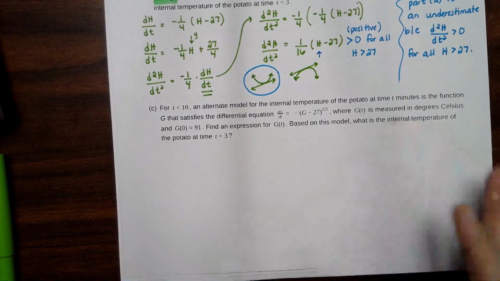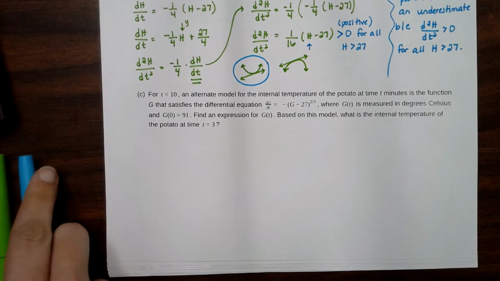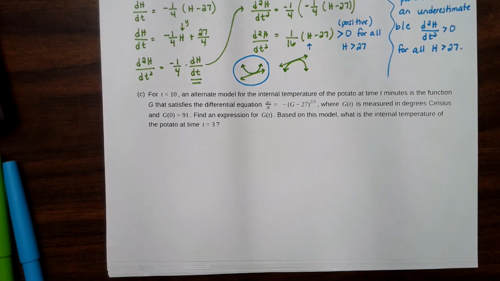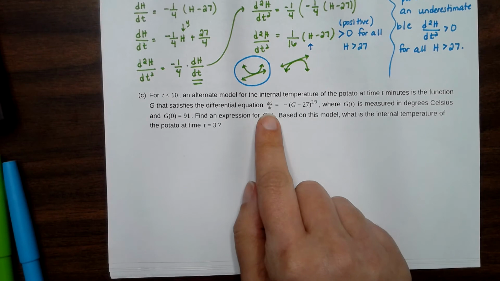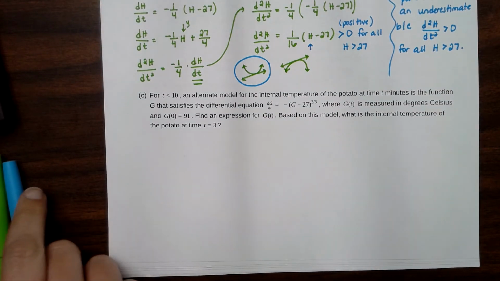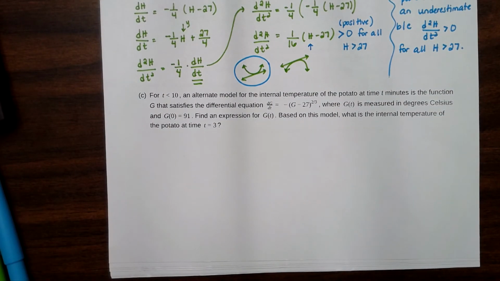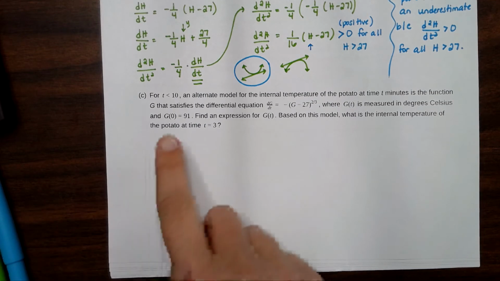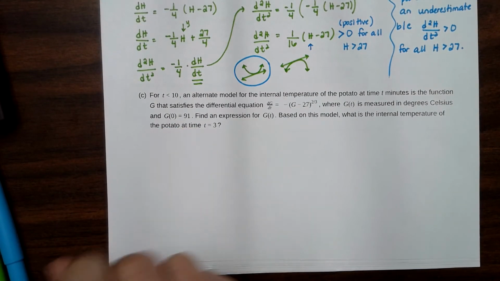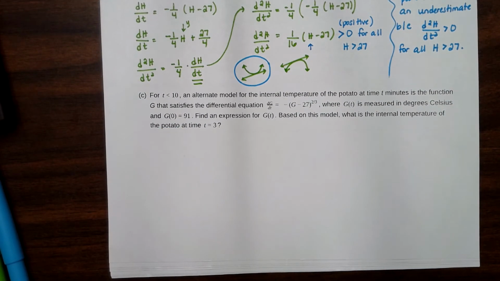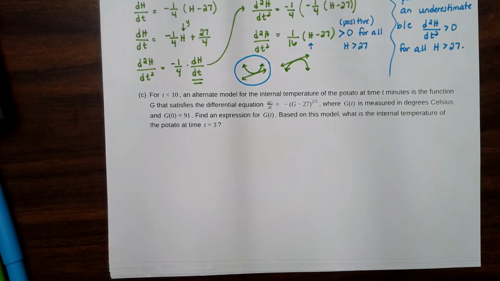Last but not least, part C. So in part C, it says for t less than 10, an alternate model for the internal temperature. A new model for the same thing, the internal temperature, is the function g, which satisfies this differential equation. So they're giving us a new differential equation. And g of t is measured in degrees Celsius, and g of 0 is 91. So they're giving us a new equation with the same initial value.